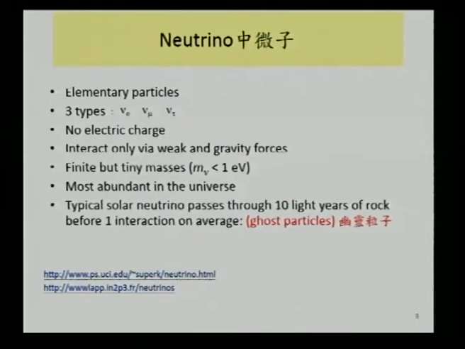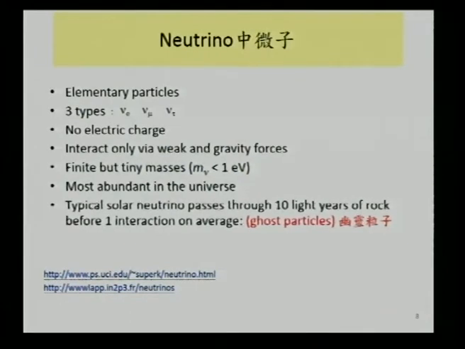Neutrinos are believed to be elementary, so they are not made up of other particles, right? We know that there are three types: electron type, mu type, tau type. They do not have electric charge, so there's no electromagnetic interaction. They interact only through the weak force and gravitational force. We don't know yet what the masses are, but we now know that the mass is tiny, must be really, really small, but non-zero.